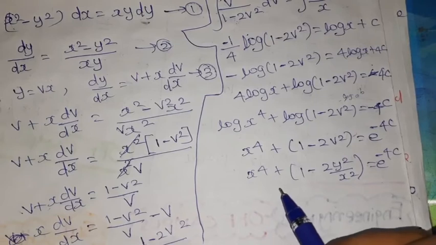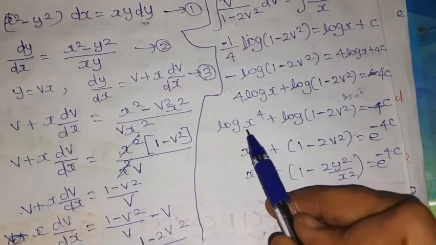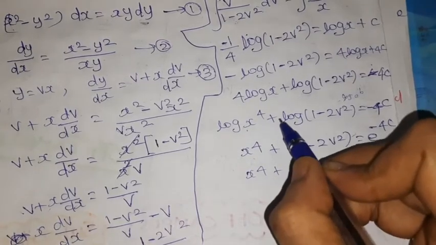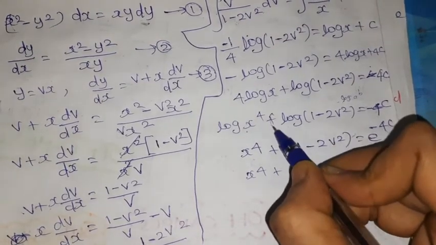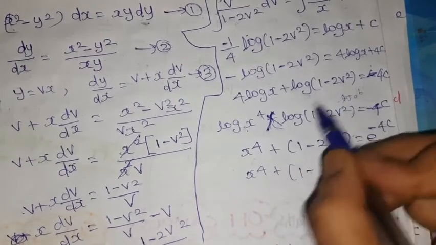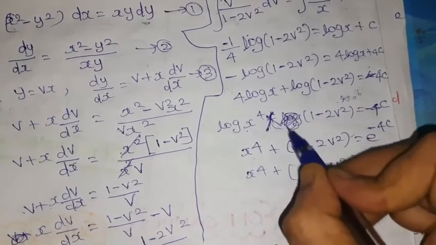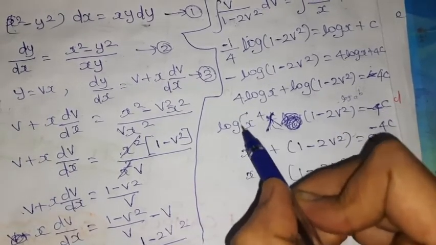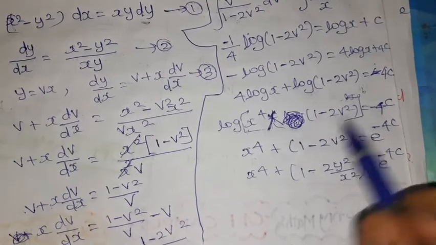Okay, I can do one thing also. Log a plus log b is nothing but log ab. Here also this becomes multiplication. Log a plus log b is nothing but log ab, the logarithm of ab. Right, we can take it like this.